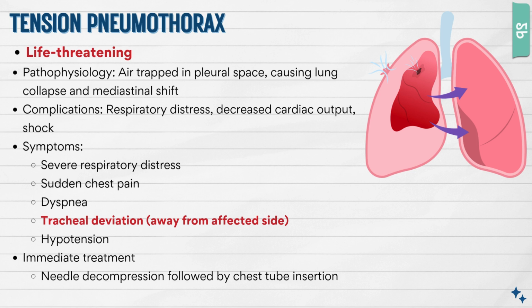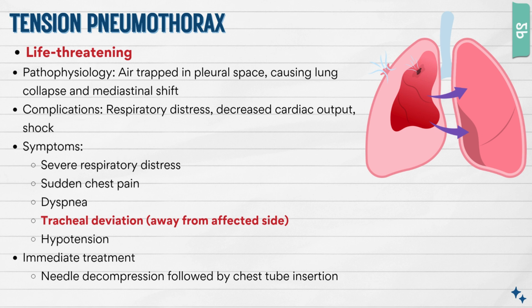So the symptoms for this: severe respiratory distress, sudden chest pain, dyspnea. They're going to have difficulty breathing, obviously. But here's where it gets intense. Tracheal deviation away from the affected side. So that trachea is going to turn and kind of slant sideways towards the good side of the lung, not the side that's injured and that the lung is collapsed on. It's going to go towards the other one because of the pressure. That side is still able to breathe in and out.